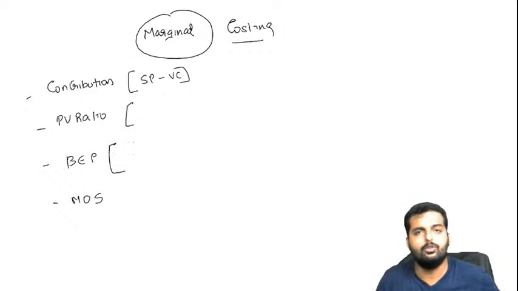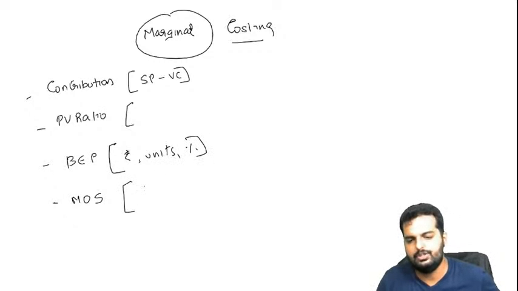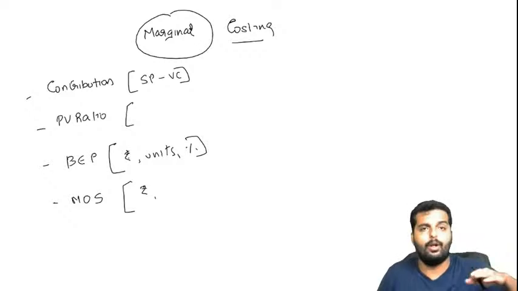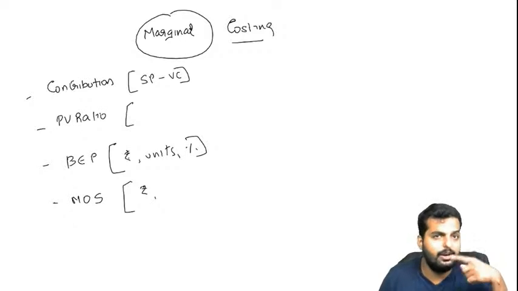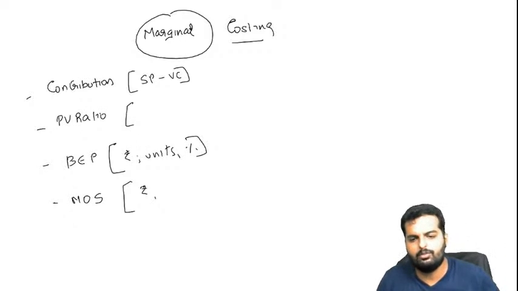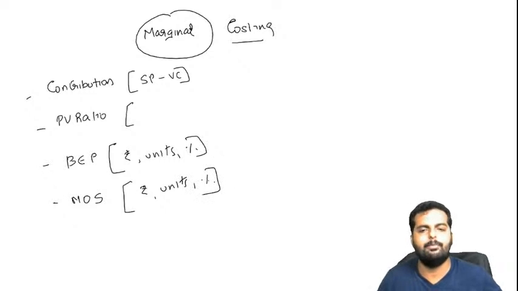This point is called as no profit, no loss. We can find out in rupees, we can find out in units, and we can also find out in percentage. Margin of safety is over and above the break-even sale. So if my break-even sale is 100, my total actual sale is 500, I have 400 sales extra over and above. That is called as margin of safety, which can be done in rupees, units, and percentage.